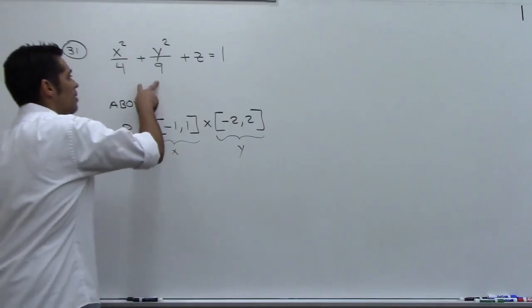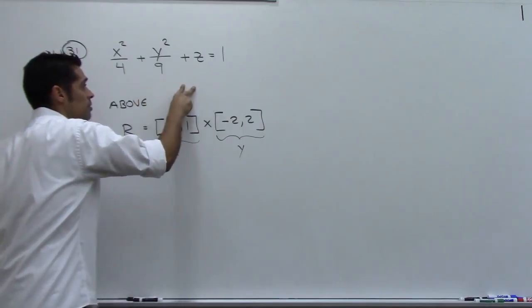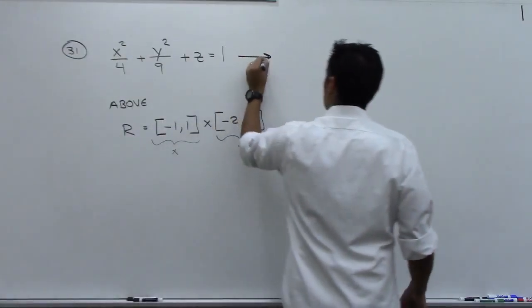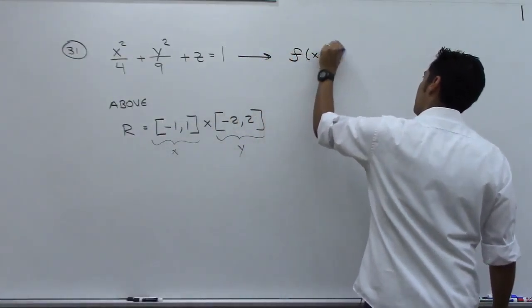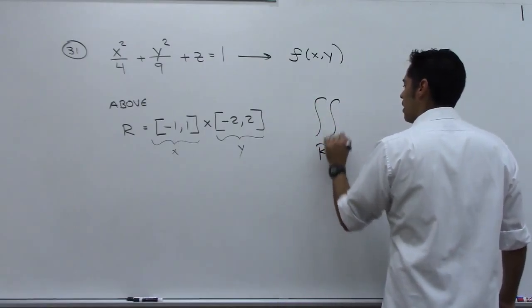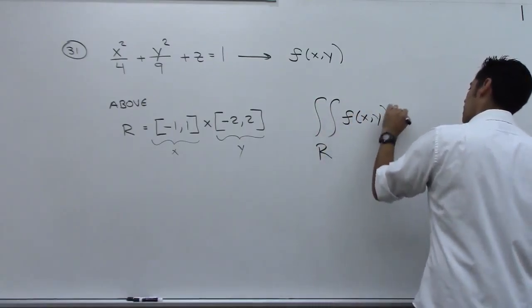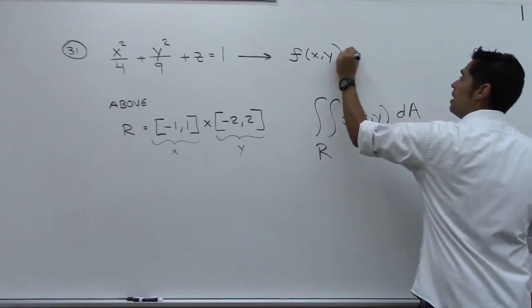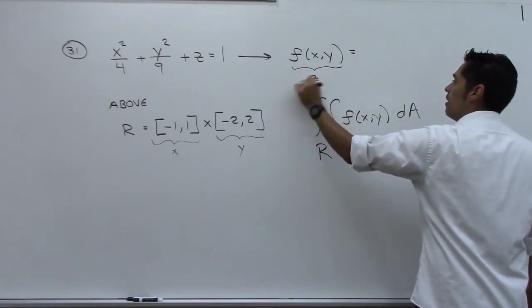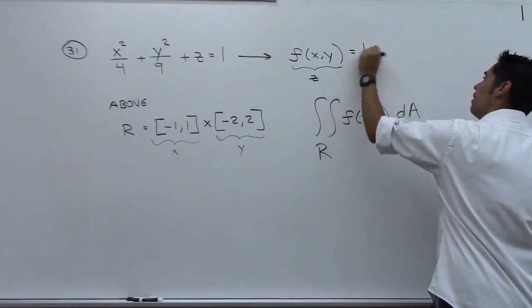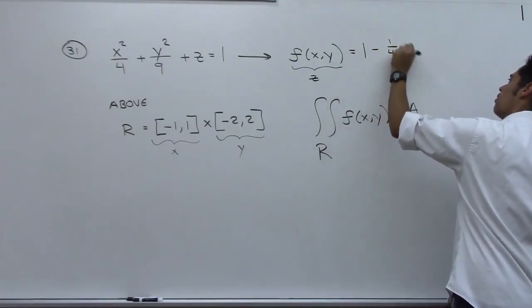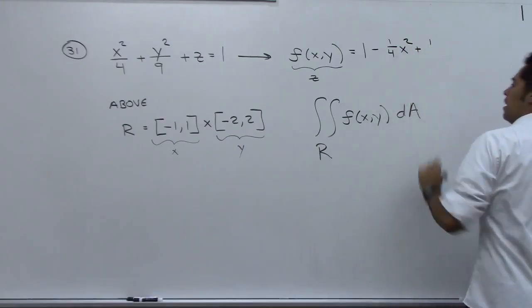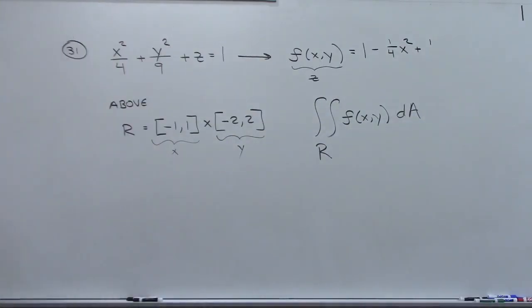This is an elliptic paraboloid, so it's written as an equation. What we need to do is convert this into some function of x and y so that we can do a double integral over this rectangle of the function of x and y with respect to the area. So just solve that for z, right? We solve that for z, because normally we'd say this is our z value. So we get 1 minus 1/4 x squared minus 1/9 y squared.